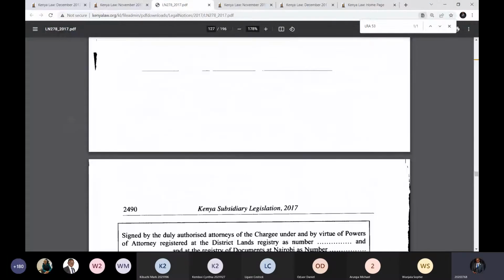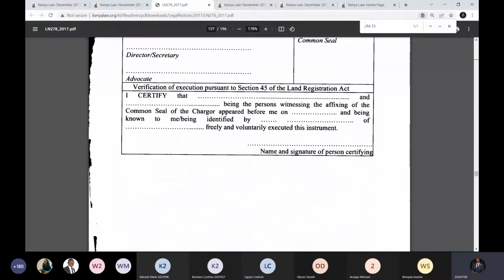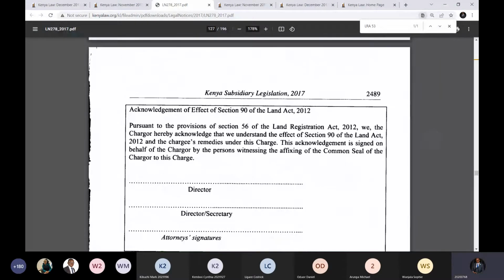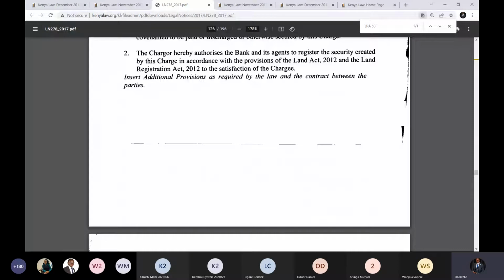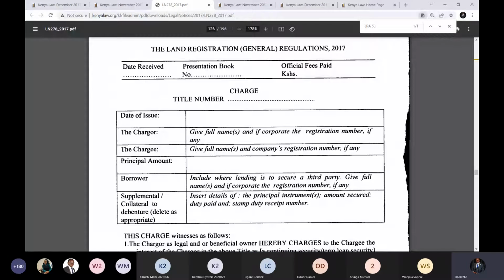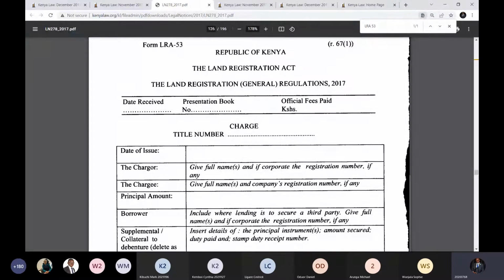You can see the charge here, the charge instrument. So this is how it looks. In an exam setting, you won't be told to draft a charge, but you can be told to name the parts or to name some of the key things found inside a charge.